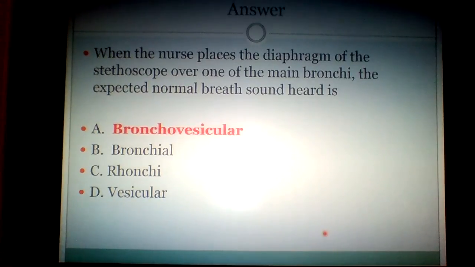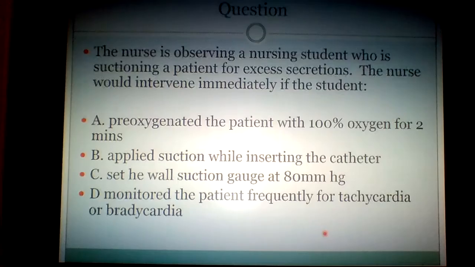I thought it was the last question, but for some strange reason, I have another one. The nurse is observing a nursing student who is suctioning a patient for excessive secretions. The nurse would intervene if the student: 1, pre-oxygenates the patient with 100% oxygen for 2 minutes. I don't know about 2 minutes, but pre-oxygenating the patient is not a bad thing. Apply suction when inserting the catheter. I don't know about all that.